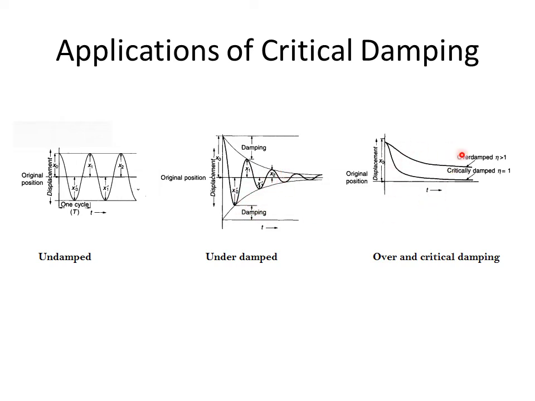And on the rightmost side you can see the two cases of overdamping and critical damping, where in both these cases there are no oscillations, because in the solution for x, we have seen that it consists of exponentially decreasing terms. Whereas in the case of critical damping, the system will come to the equilibrium position sooner compared to the overdamping case.